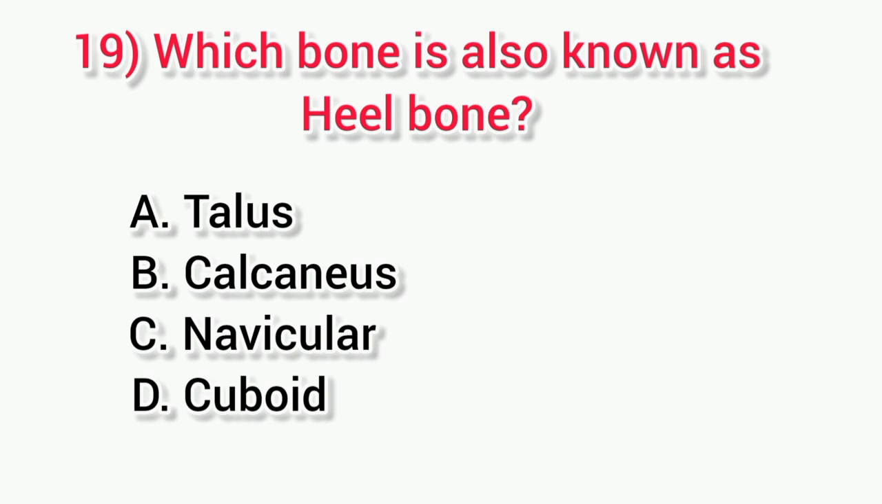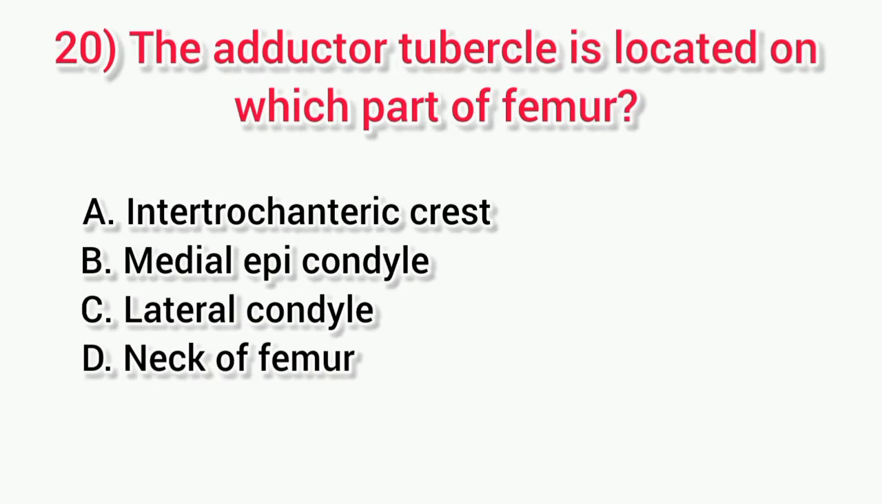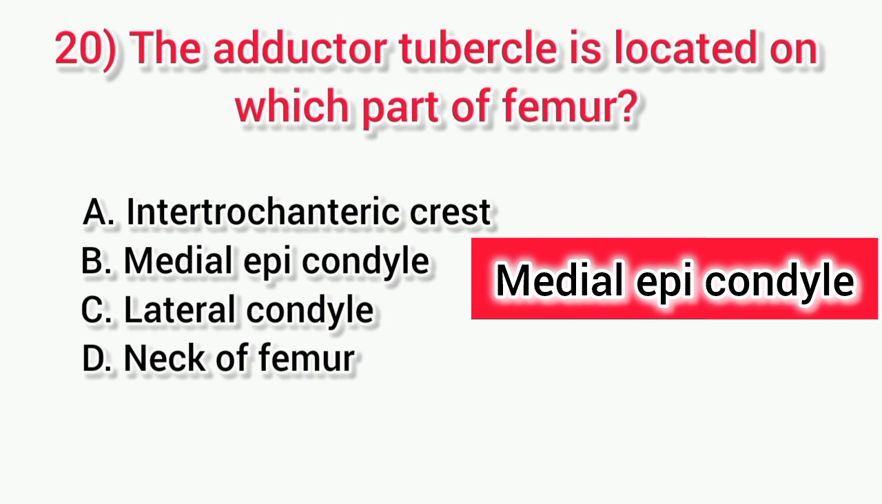Which bone is also known as the heel bone? So the right answer is option number B, calcaneus bone. The adductor tubercle is located on which part of the femur? The right answer is option number B, medial epicondyle.